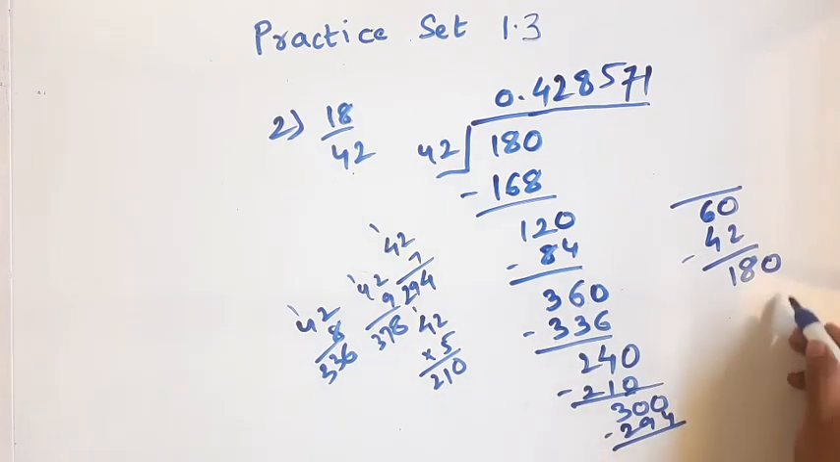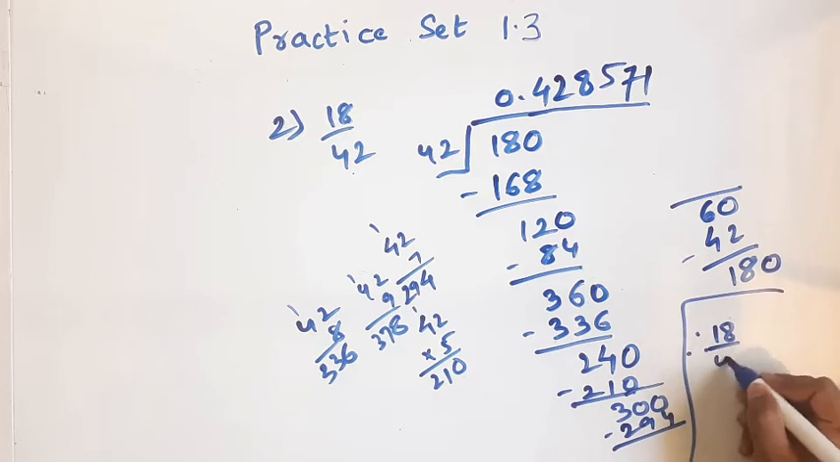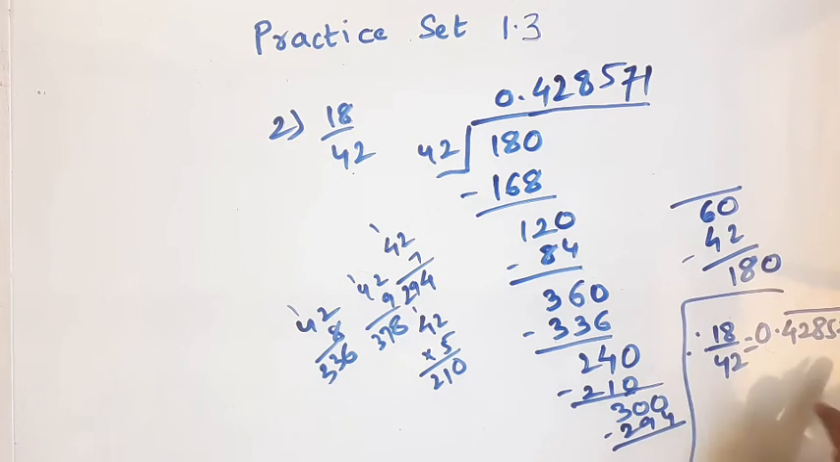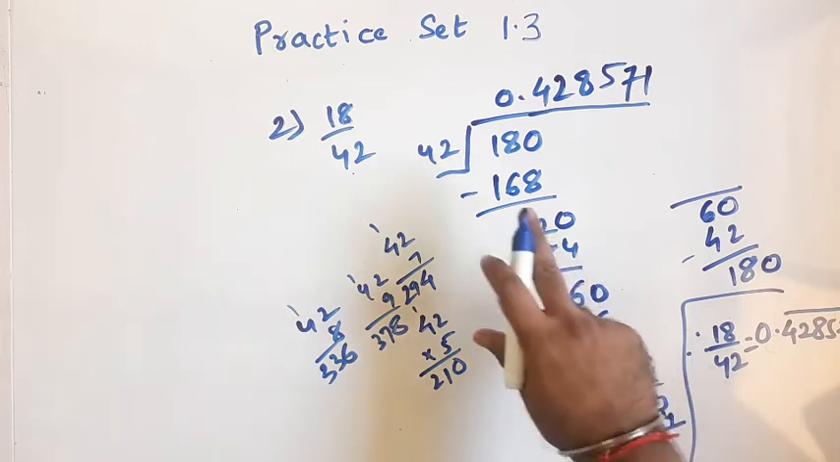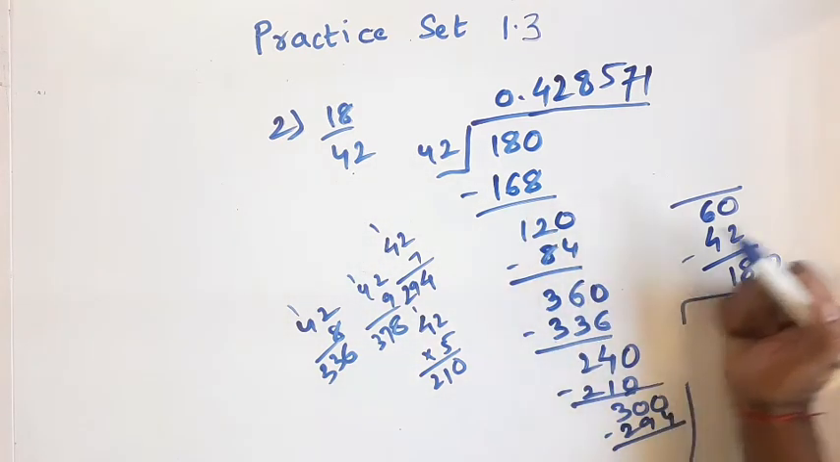So our answer is very simple. How will you write? Therefore 18 upon 42 equals 0.428571. So this is recurring. 0.428571. I'll write this again.